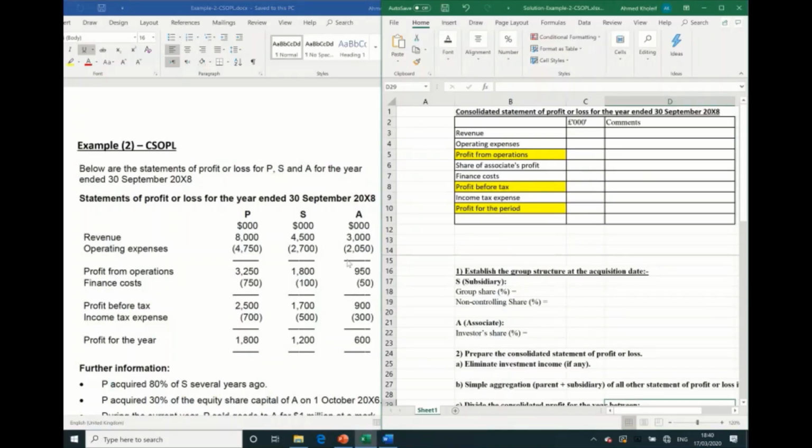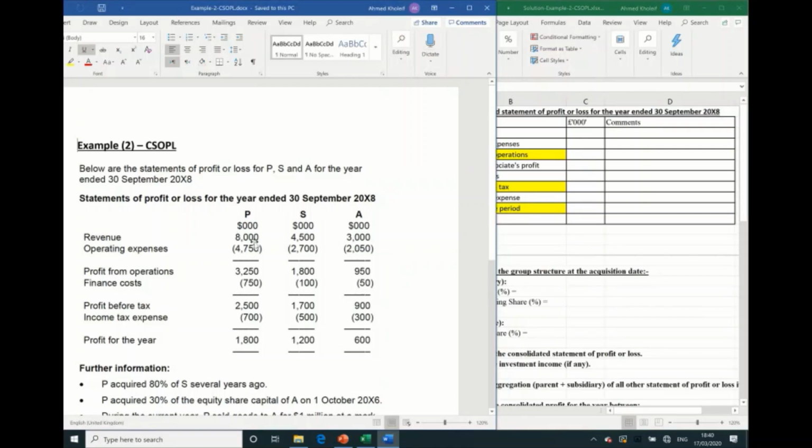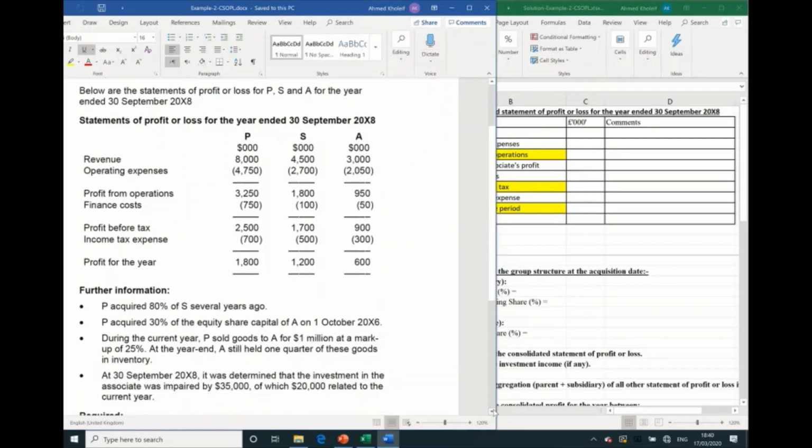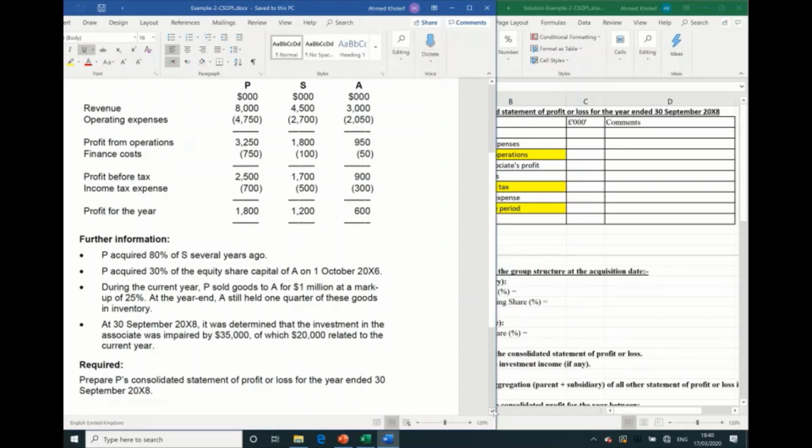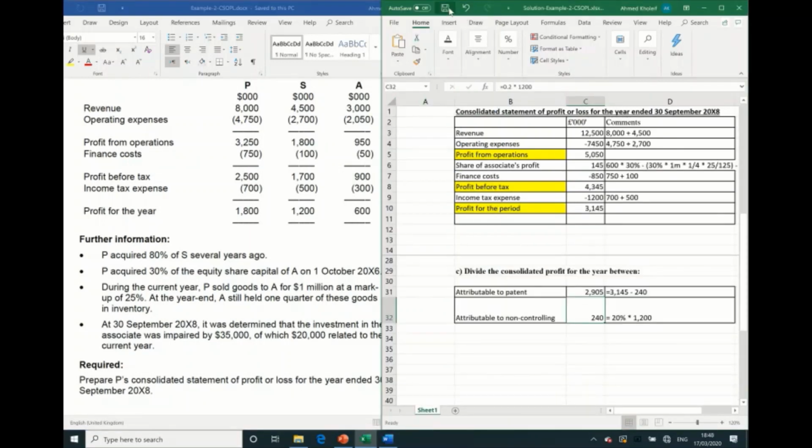This is example number 2, and in this example we have the statement of profit or loss for three companies, B, S, and A. B is the parent company, S is the subsidiary, and A is the associate. For the three companies, we have several items in the statement of profit or loss: revenue, operating expenses, finance costs, income tax expense, and then the profit for the year. And we have additional information. This is mainly the numerical example covering the consolidated statement of profit or loss.